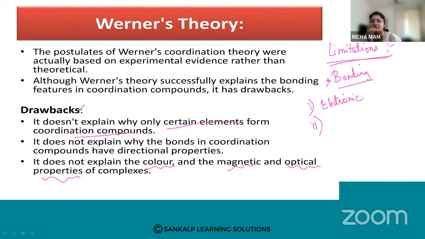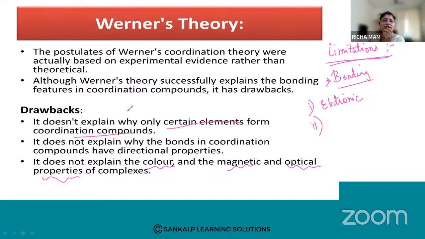So what could he not explain? He could not explain the electronic structure, the electronic interpretation in the formation of complex ion. He could not explain why the secondary valencies are directional. He could not explain why only certain elements can form the coordination compound. He could not explain the color, magnetic property and optical properties of the complexes, and how the ligands can satisfy both primary as well as secondary valency simultaneously.